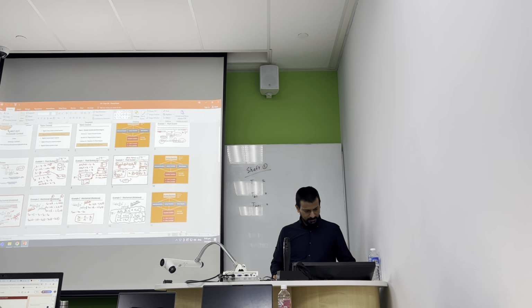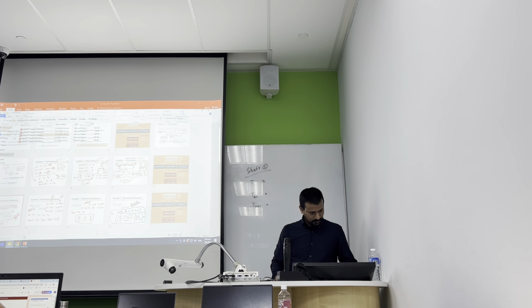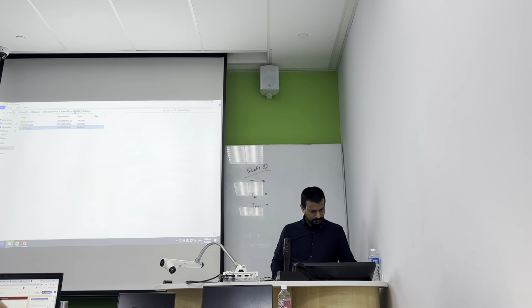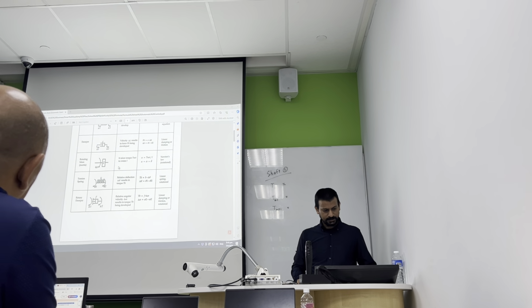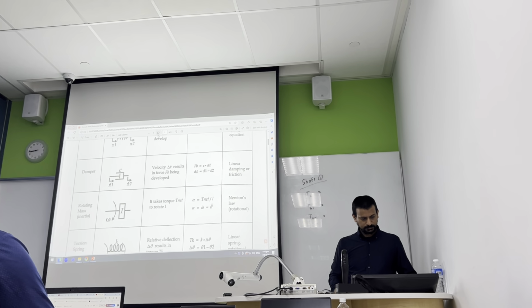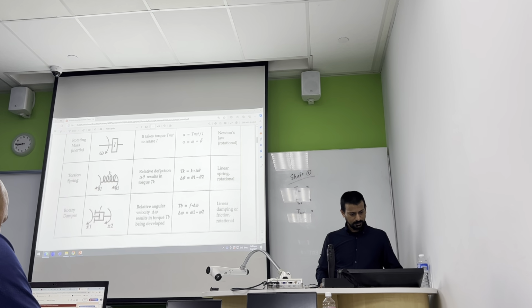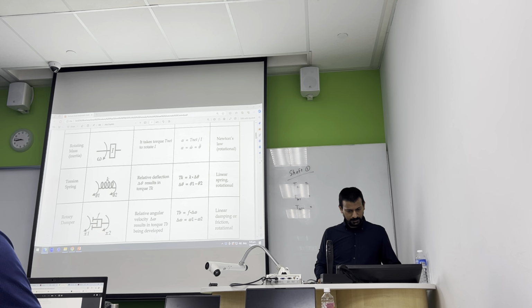Again, do you have a formula sheet? You don't have the formula here. Maybe open it. Yes, that's the formula. So we have these three components that we are going to write down. Okay, so that's a mass, spring, and damper.